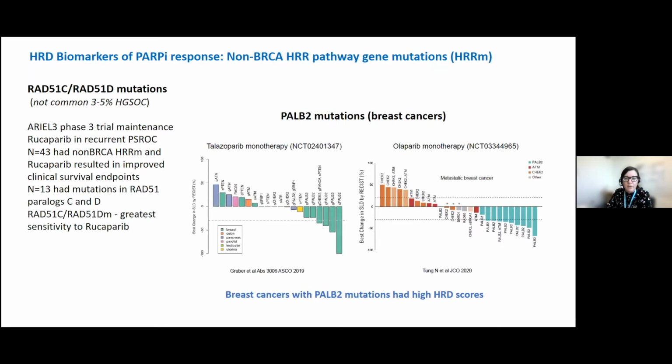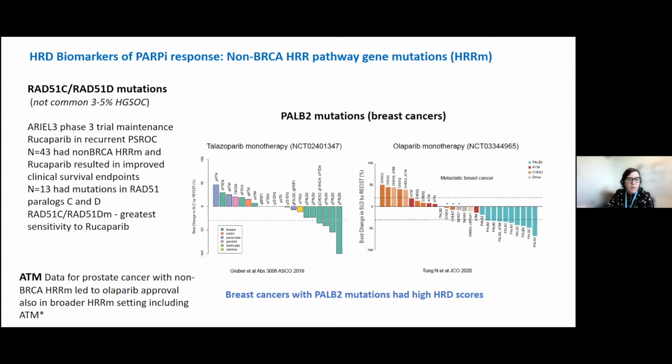If we look in breast, we know that PALB2 mutations are a predictive biomarker for PARP inhibitor sensitivity. This is not as common in gynecological cancers as it is in breast, and all of the women with PALB2 mutations had high HRD scores, so maybe would have been picked up with just a generic HRD test rather than specifically looking at PALB2. We also know from the prostate studies that ATM mutations could be used as a good predictive biomarker for PARP inhibitor sensitivity, but again, are not that common in gynecological cancers. So again, HRD testing might be better.